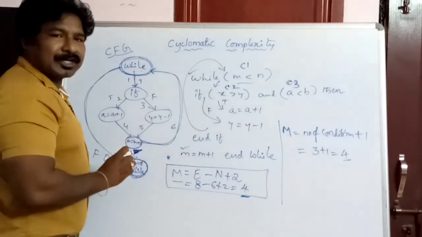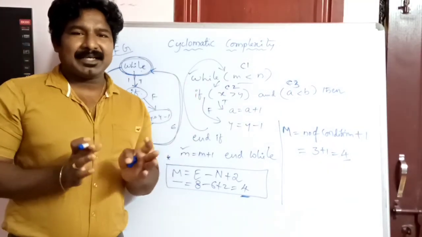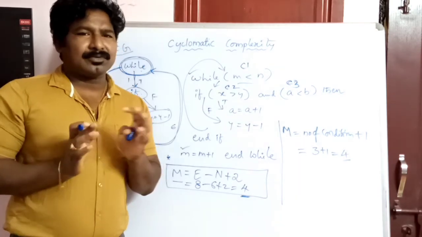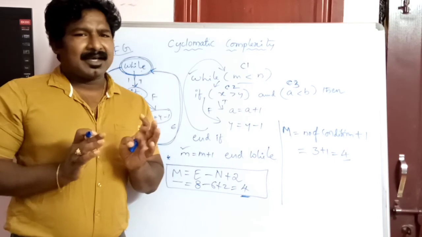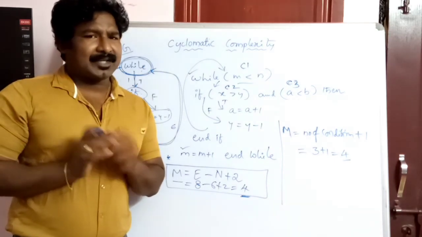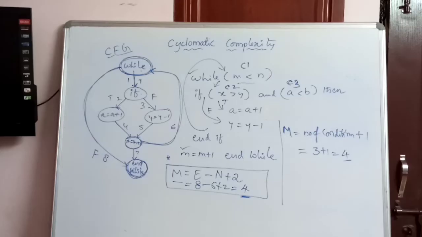This is another important concept, friends. Cyclomatic complexity helps you in writing less complex programs. That means you try to write code whose cyclomatic complexity is less than or equal to 10, friends. Then only your code will be considered efficient code.